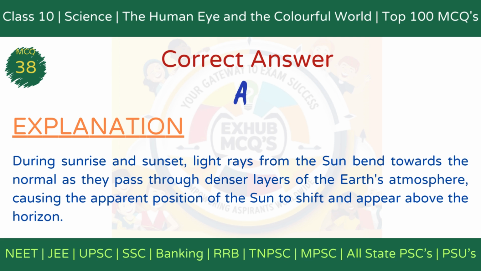Explanation. During sunrise and sunset, light rays bend towards the normal as they pass through the denser layers of the Earth's atmosphere, causing the sun to appear slightly above its actual position.